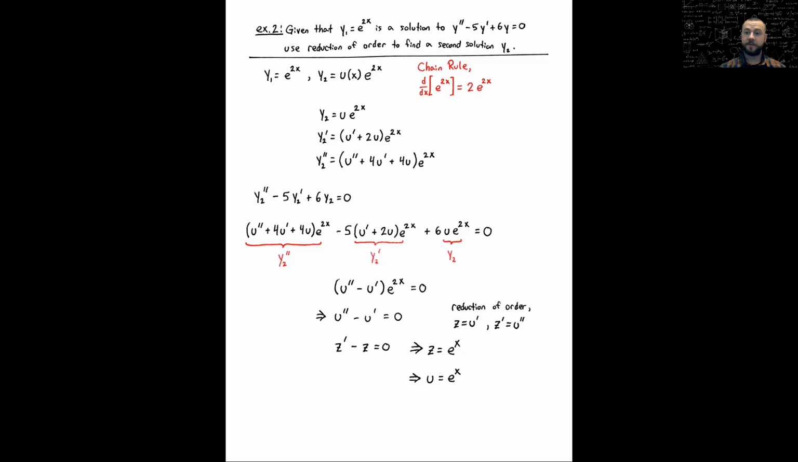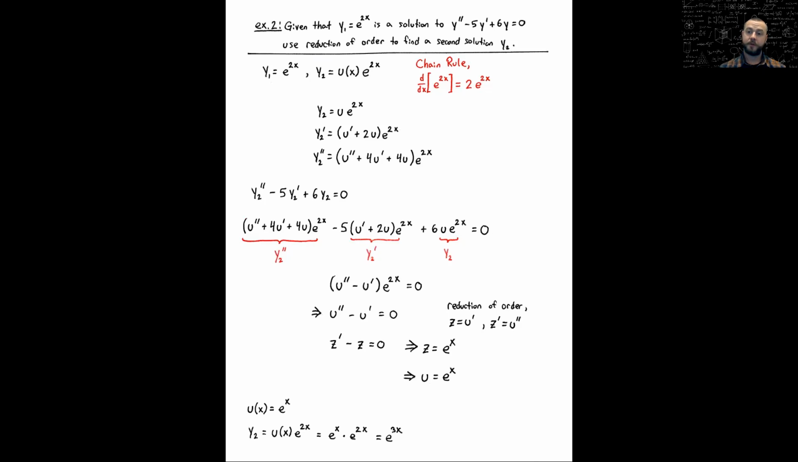All right, so we get our function u. We can multiply u back to y1 to get y2. So a second solution would come out to be e to the 3x. e to the x times e to the 2x. Add their exponents, giving you e to the 3x.